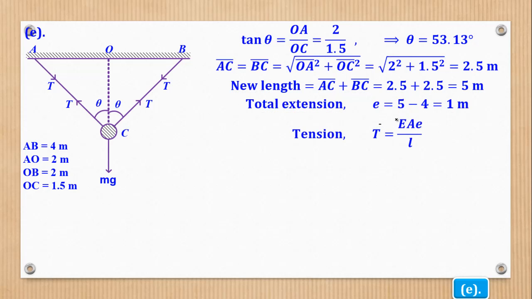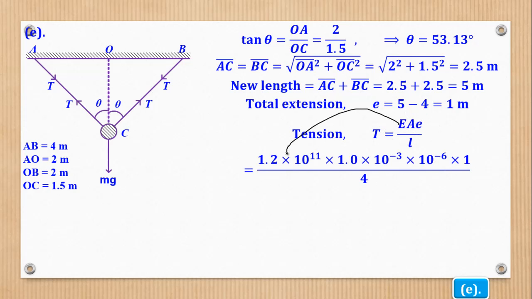Therefore, the tension is given by this formula, which is got from stress over strain. So capital E is Young's modulus, A is cross-section area, e is extension, L is original length. So come and substitute. Young's modulus was given as a constant, cross-section area was given, extension, you have got it. Then original length was that. So use a calculator and that will be the answer, the tension in the string.